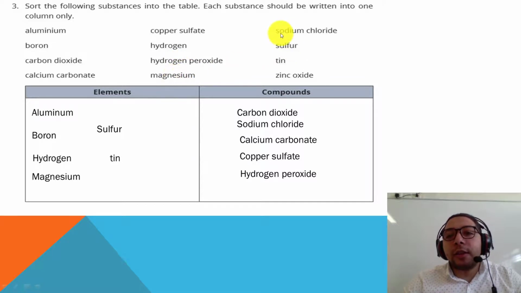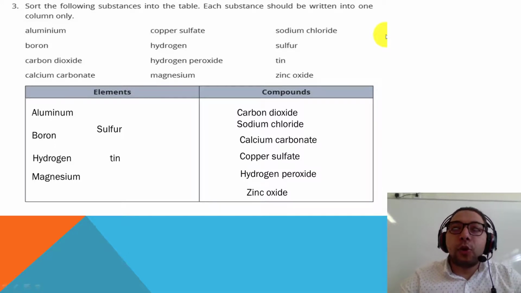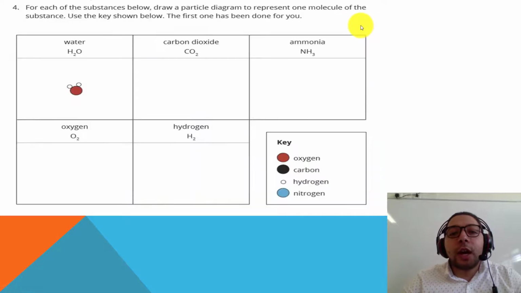Magnesium is a pure metal. Sodium chloride, we have mentioned that in the compound. Sulfur is pure, so we place it in element. Tin is pure, we place it in element. And then zinc oxide. Zinc oxide is zinc mixed with oxygen, so we place it in the compound section. I hope you have mastered how to separate the elements from the compounds. It's based on the elements. If it's pure, no more than one element is mixed together, that's an element. If we have 2 or more elements chemically combined together, that's a compound.